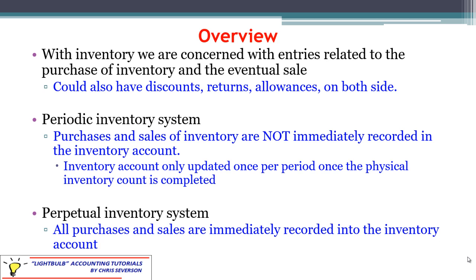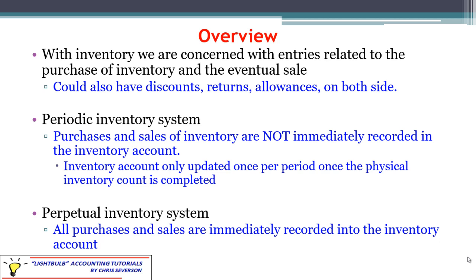So with inventory, there are a couple of sides to this. First of all, we purchase the inventory and then we sell the inventory. So we're going to look at both sides of it. You're going to see discounts, returns, and allowances on both sides. In addition, you're going to see the potential of shipping charges on both sides, either when we buy or when we sell.